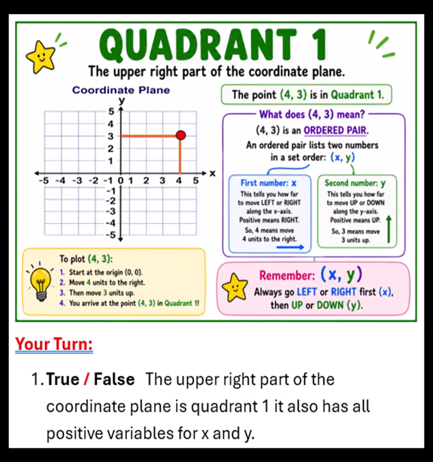So your turn. True or false? The upper right part of the coordinate plane is quadrant 1. It also has all positive values for x and y. Is that true or is that false? Will the x and the y always be positive numbers? Both of them or one of them? Will they always be positive? Yes, in quadrant 1, they will always both be positive. Excellent job. So that answer is true.